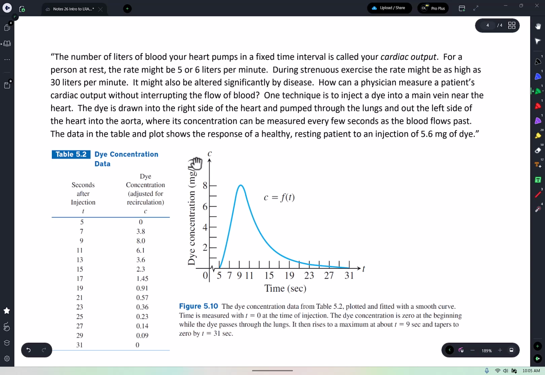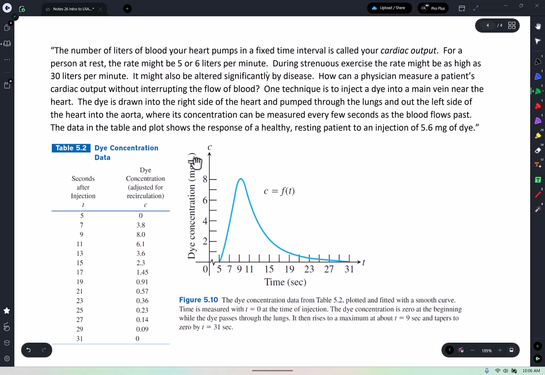The number of liters of blood your heart pumps in a fixed time interval is called your cardiac output. For a person at rest, the rate might be 5 or 6 liters per minute. Did you guys know that? 5 or 6 liters per minute. Wow. During strenuous exercise, the rate might be as high as 30 liters per minute. Wow, that's a lot, guys. It might also be altered significantly by disease. How can a physician measure a patient's cardiac output without interrupting the flow of blood?